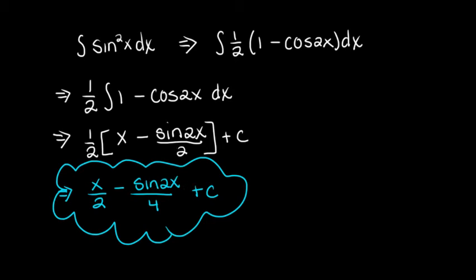Now, if you notice, we only have one small difference between the two here, and that simply is our sign. When we integrated cosine squared, we were left with a positive, so x over 2 plus sine of 2x over 4.